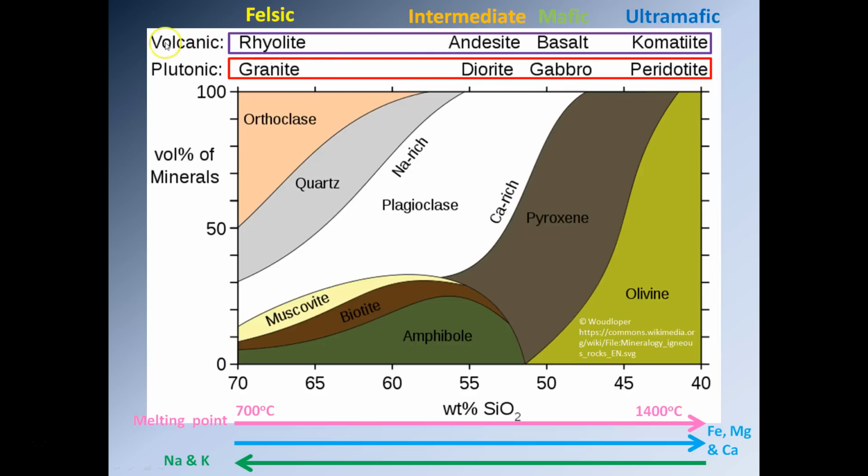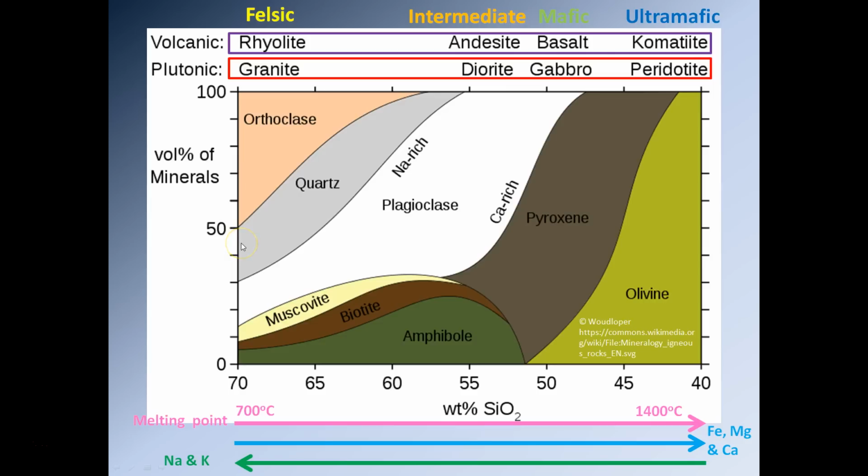The only difference is that these rocks up here have cooled very, very quickly, so they end up with very, very fine crystals, hence the fact they're called volcanic. In contrast, these four rock types here are formed from a magma that's cooled very, very slowly, hence the fact you end up with coarse crystals, so they're classified as plutonic. That's the only difference.